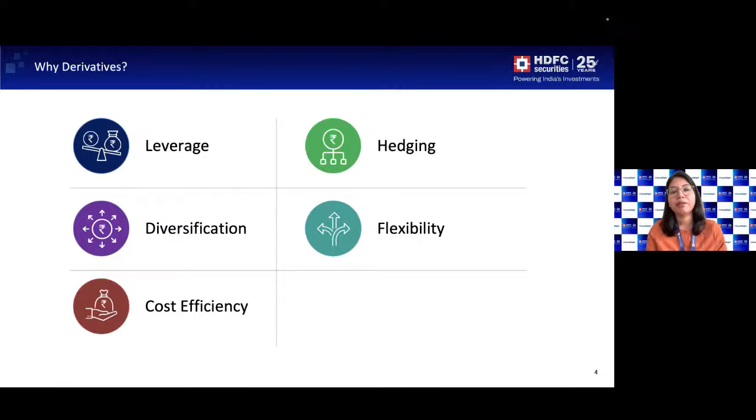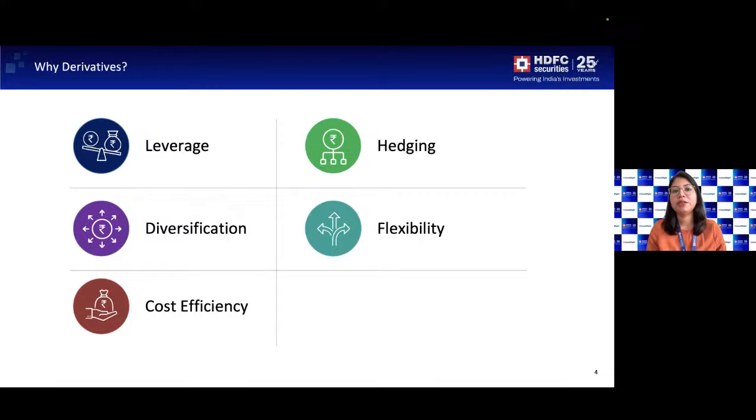Next, we can also diversify our opportunities in the market. You may be trading in the cash market, and there is a different set of opportunities open in derivatives. You can trade in indices. You can trade in futures. You can create strategies. There are multiple ways to participate in the derivatives market.